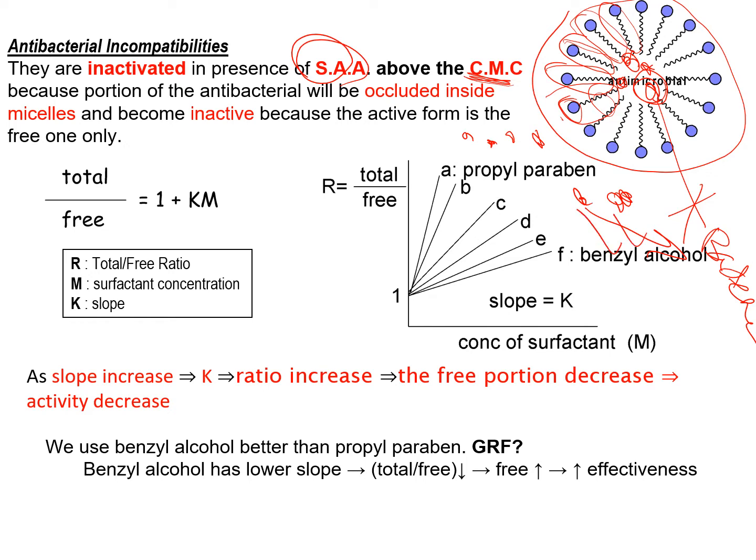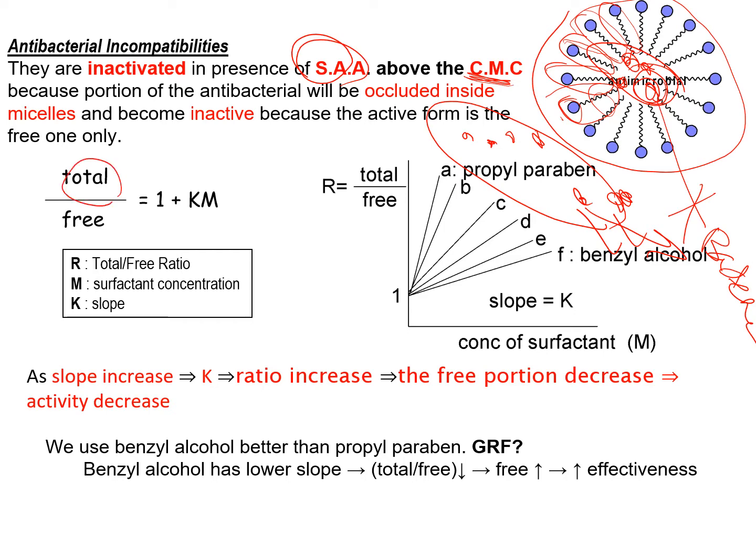the bacteria. So again, if we have surfactant and preservative in the same preparation, part of the preservative will be hidden inside the micelle, and whatever is hidden inside the micelle will not be effective. And the part of the preservative that is outside the micelle is free, and this part is the only part capable of killing the bacteria. We have an equation to control that.